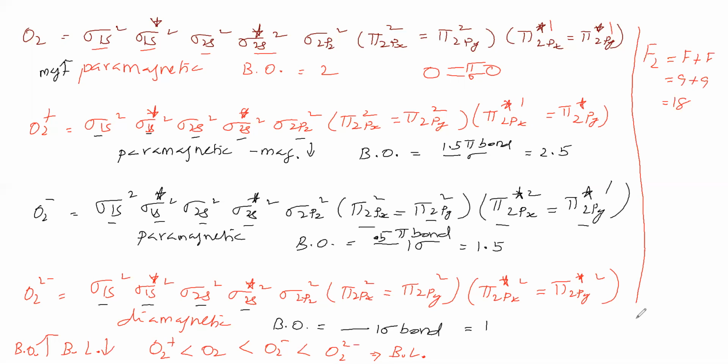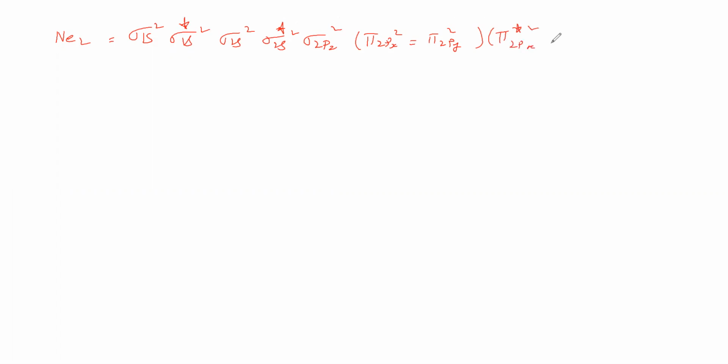Next, we will see Ne2. Ne2 will have 20 electrons. We write sigma 1s2, sigma star 1s2, sigma 2s2, sigma star 2s2, then sigma 2pz2, then pi 2px2 equal to pi 2py2, then pi star 2px2 equal to pi star 2py2, then sigma star 2pz2.